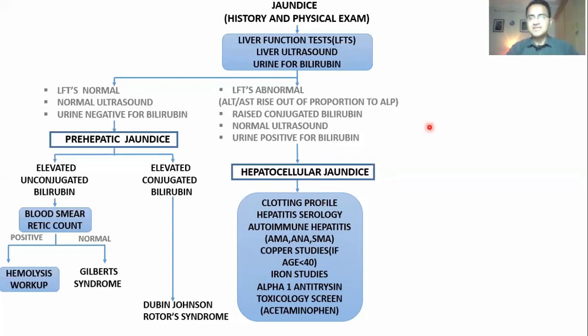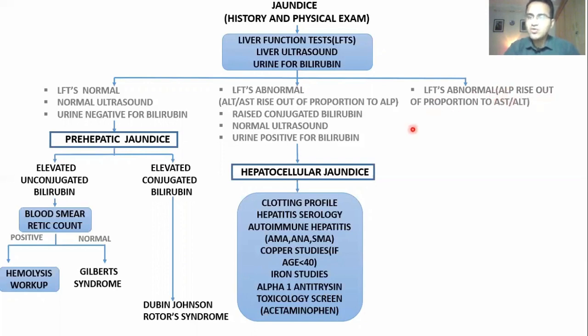Coming towards third case in which LFTs are abnormal. ALP rise is out of proportion to AST and ALT. ALP, AST, ALT, all of them are elevated, but ALP rise is much more as compared to AST and ALT. Whenever ALP is elevated, it shows that there is destruction of the biliary tree. Whenever there is destruction of the biliary tree, this shows post-hepatic causes.